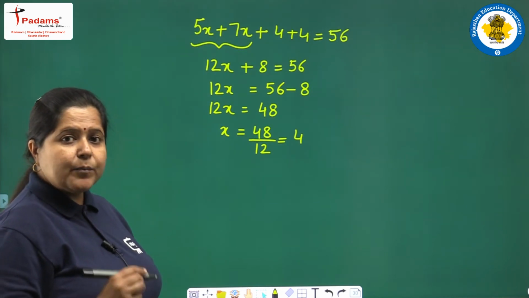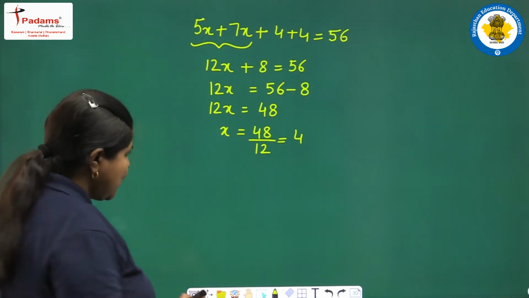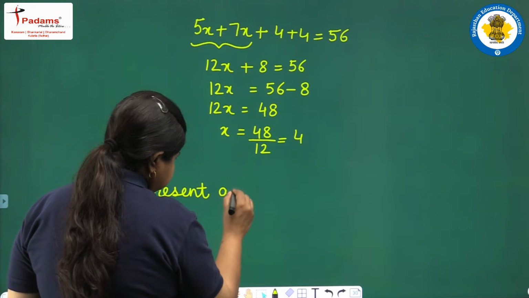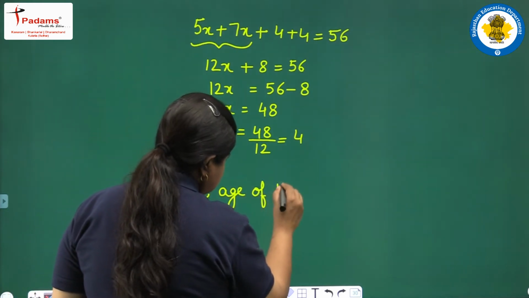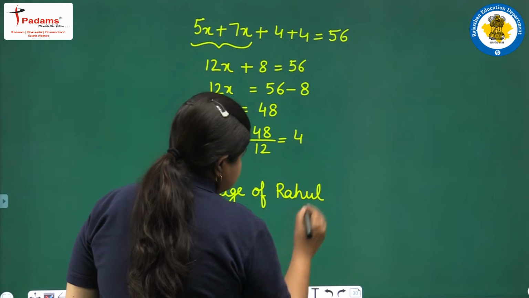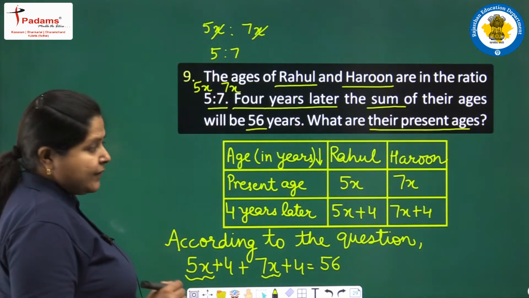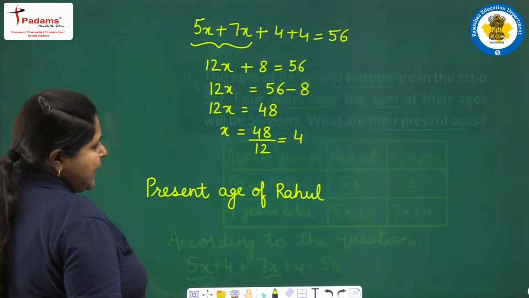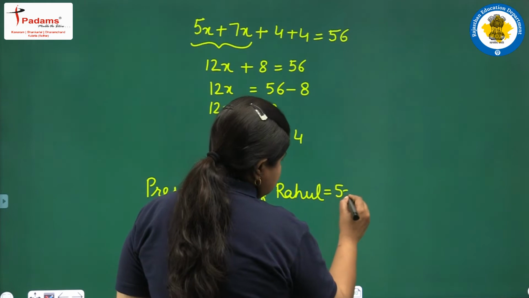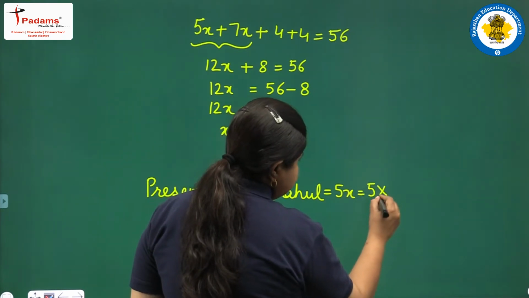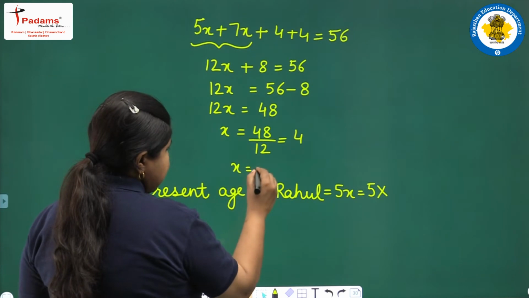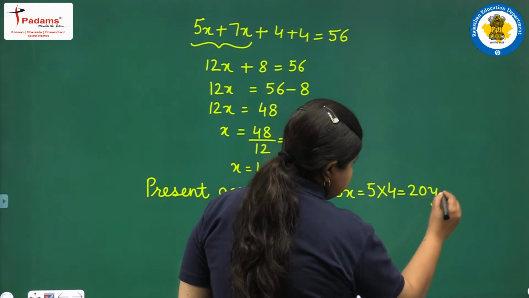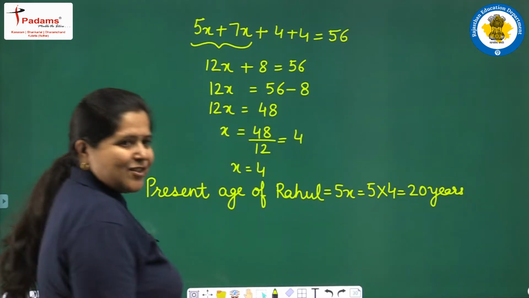But we have to find the present age of Rahul and Haroon. So one step more is required. Present age of Rahul, it was given to be 5x. Just have a look, 5x, and of Haroon it is 7x. So we will take 5x and the value of x is 4. See here, x has come out to be 4. So 5 into 4 equal to 20 years is the present age of Rahul.